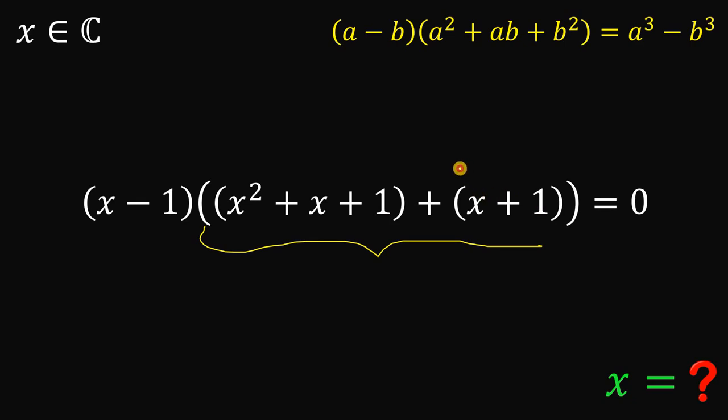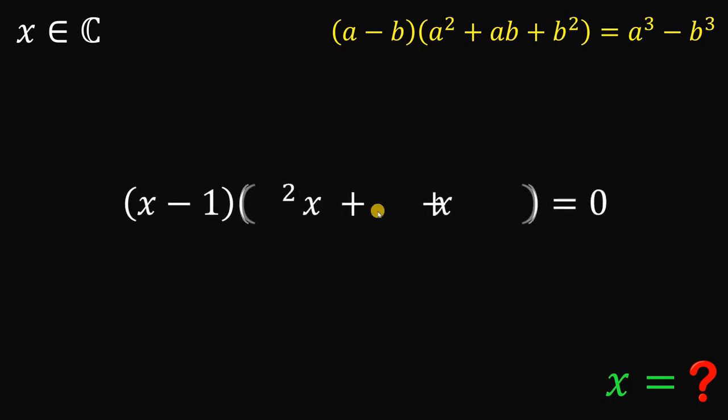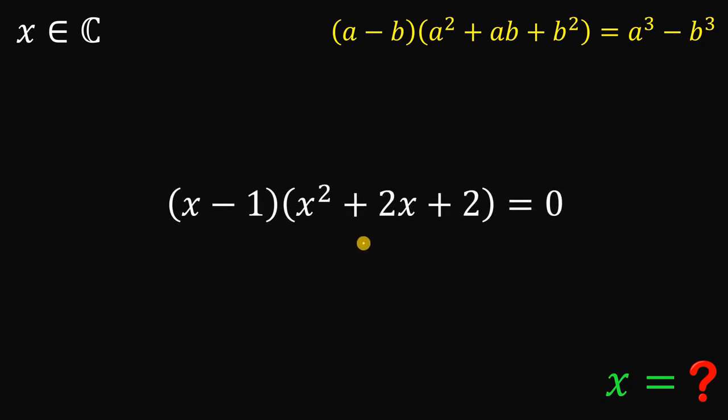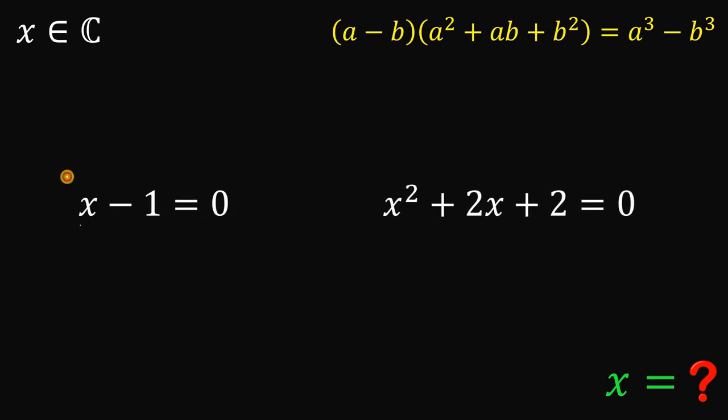We can simplify this also. We can combine like terms. x plus x is 2x and 1 plus 1 is 2. So now, our equation becomes x minus 1 multiplied by x squared plus 2x plus 2 equals 0. Now, let's use the zero product property. So we can say that at least one of them must be equal to 0. So we have x minus 1 equals 0. We have the first case. And the second case is x squared plus 2x plus 2 equals 0.